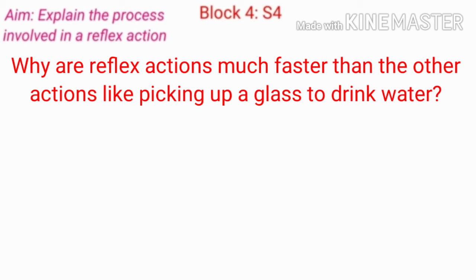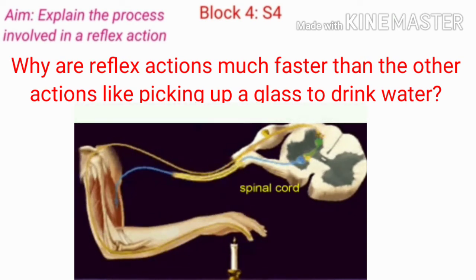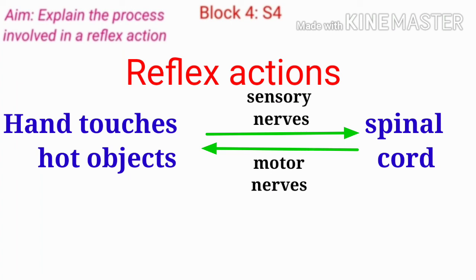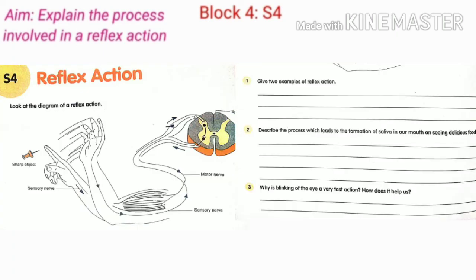Good. The reflex actions happen fast as the command is given by the spinal cord. This saves the time needed for the message to reach the brain. This helps to reduce harm to the body. So children, in today's class, we learnt about reflex actions and how to explain the process involved in a reflex action. Hope you understood.